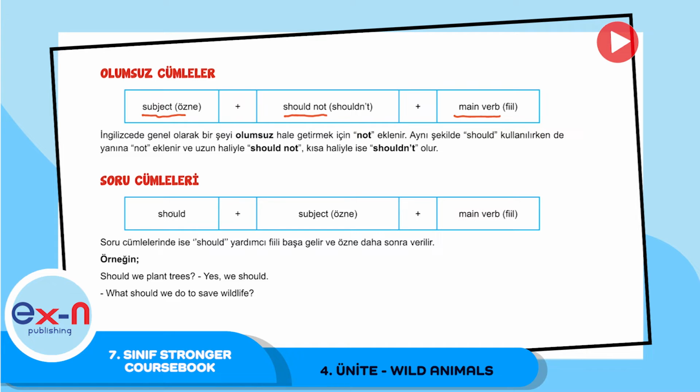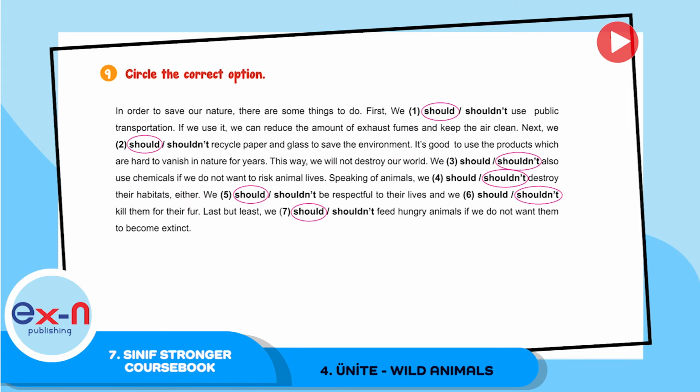To make a question, you can put should at the beginning: should, subject, and main verb. Let's look at some examples, like, should we plant trees? Yes, we should. What should we do to save wildlife? Let's do an activity together.